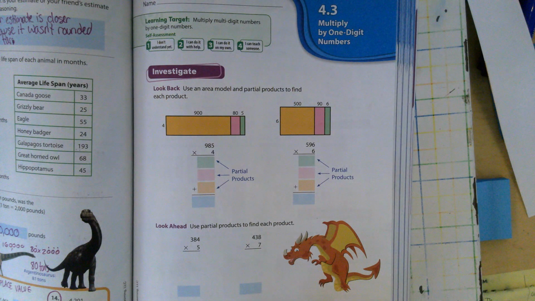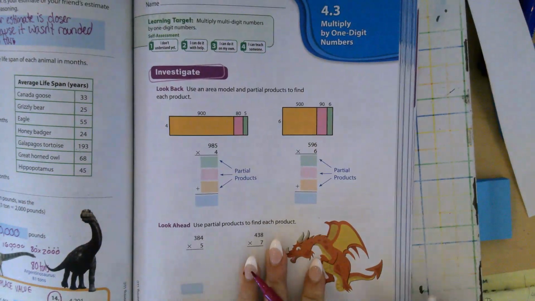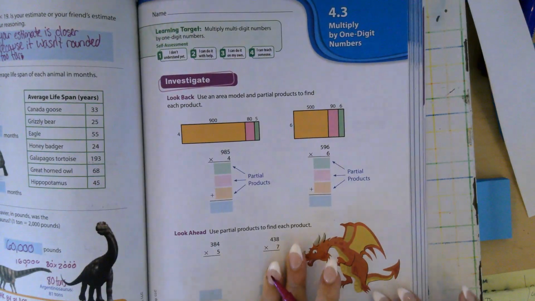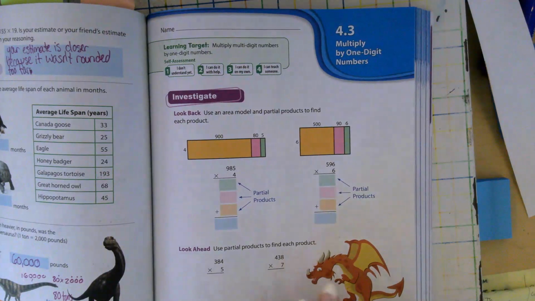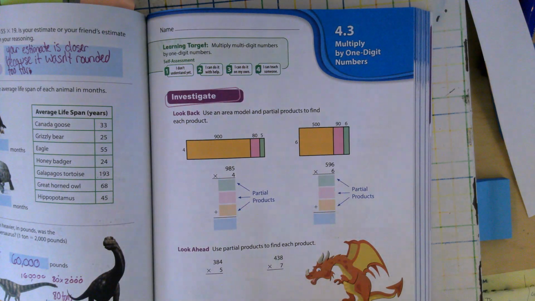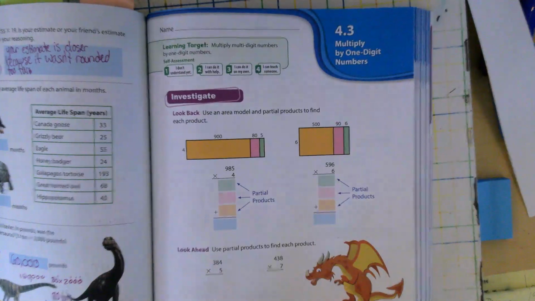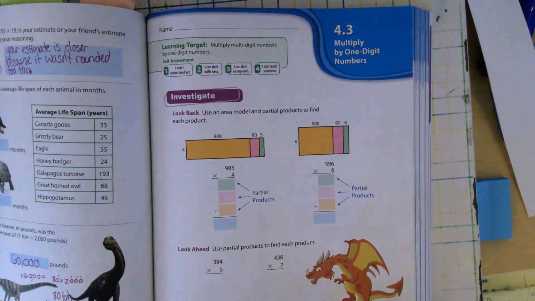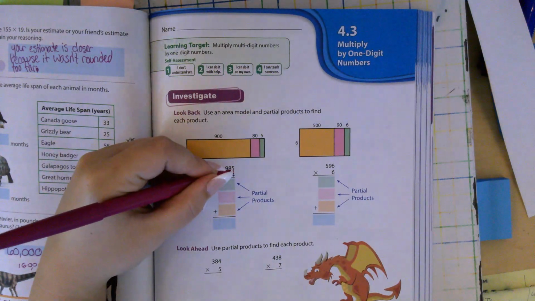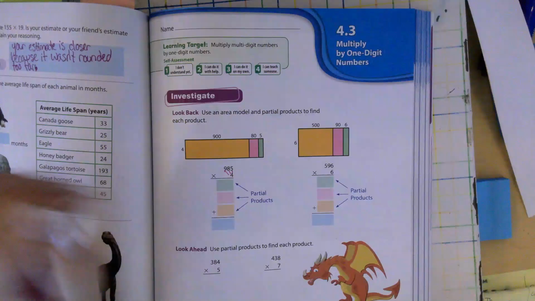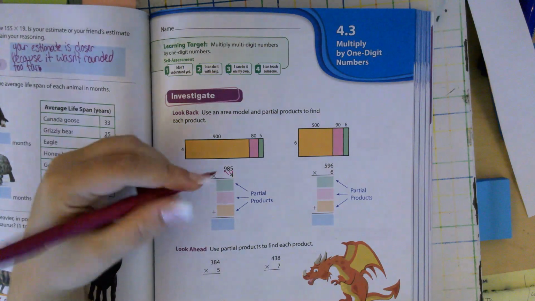Here we are on lesson 4.3 on page 145 of Big Ideas Math. So what we're working on today is multiplying by one-digit numbers. Some of you may not remember this from last year, and that's totally okay if you don't. What we're really going to be doing is breaking it down. So we're going to learn to say hi to each of our neighbors, which makes no sense right now, but it will by the end of this lesson.